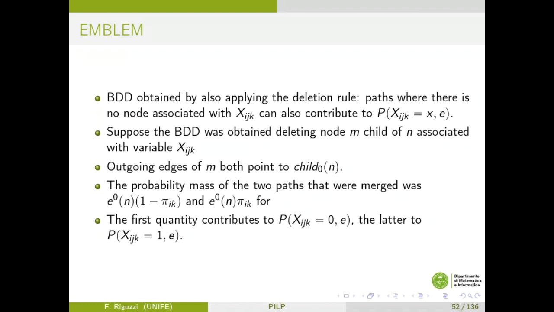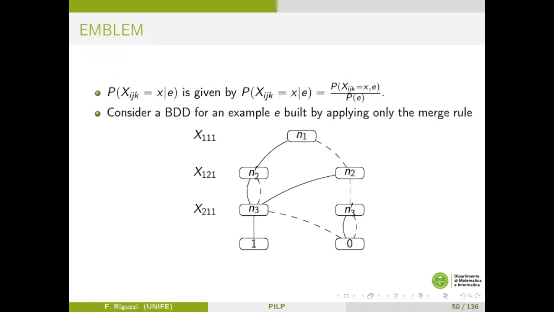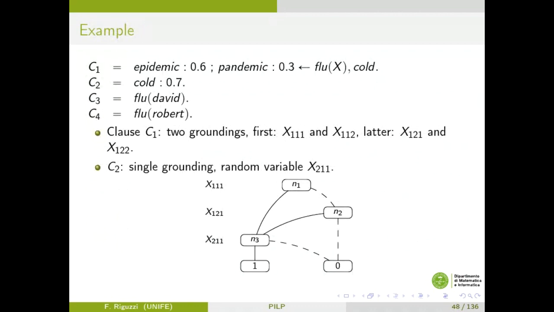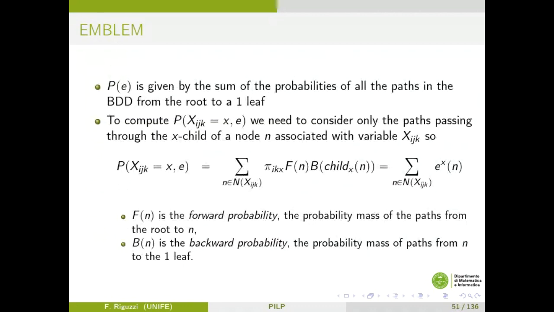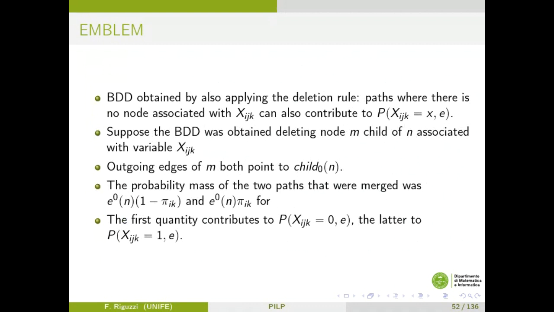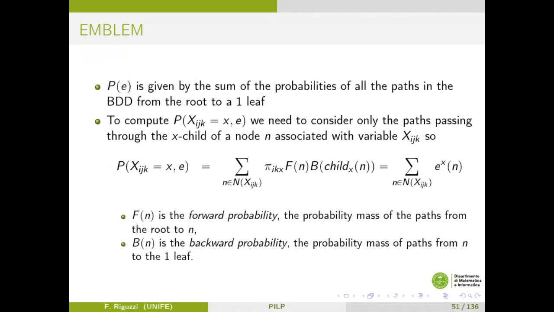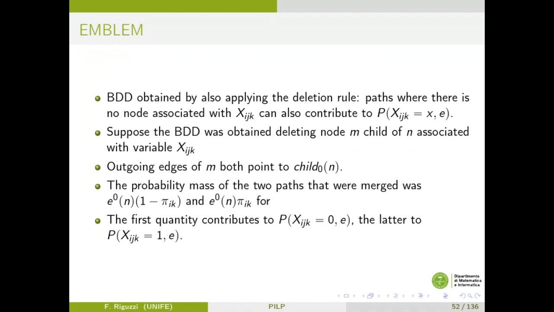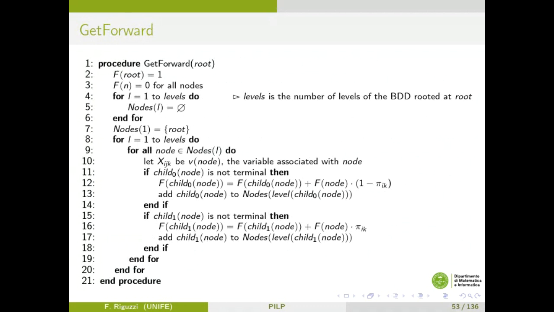Okay. So in case you obtain a BDD where you apply both the merge rule and the delete rule, this formula applies only for BDDs like this. In general, when a BDD is like this, you have to consider also deleted paths. Okay, because the deleted path can contribute to this joint probability. I won't go into details, but deleted paths must be taken into account.